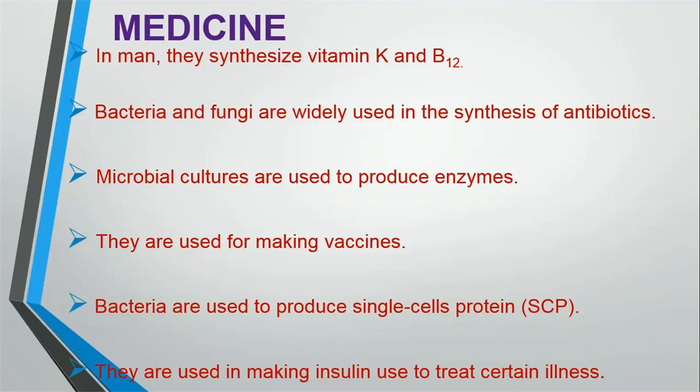Number four is that they are used for making vaccines. Now, vaccines are used to prevent diseases and illnesses. So the vaccine drugs are used for immunization.